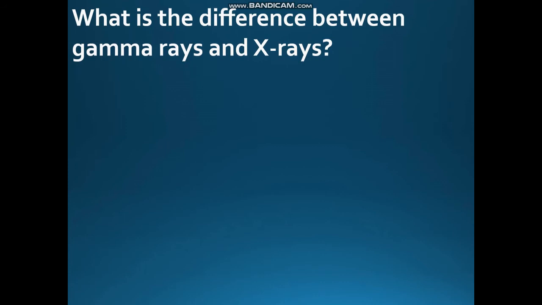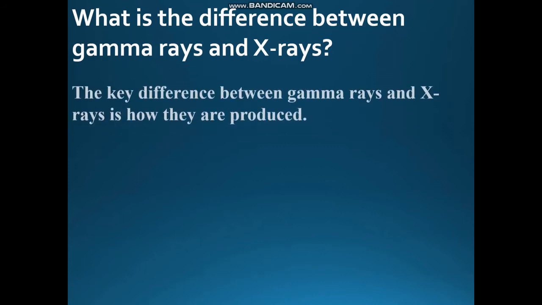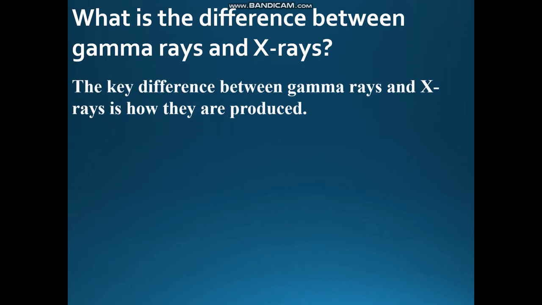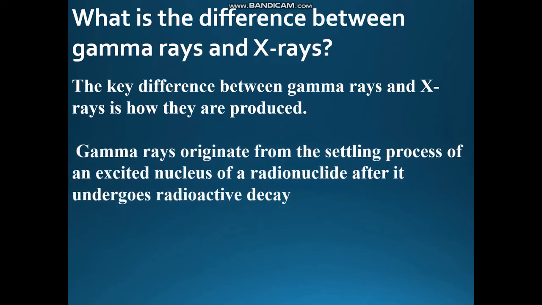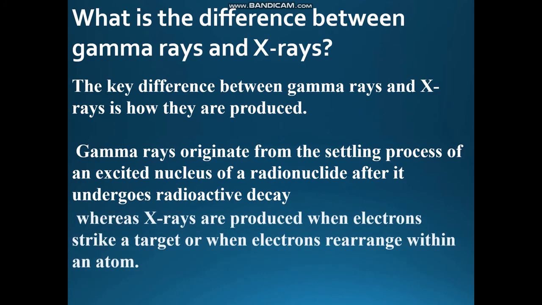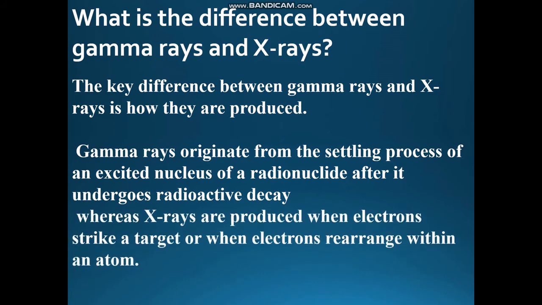Now, what is the difference between gamma rays and X-rays? The key difference between gamma rays and X-rays is how they are produced. Gamma rays originate from the settling process of an excited nucleus of a radionuclide after it undergoes radioactive decay. Whereas X-rays are produced when electrons strike a target or when electrons rearrange within an atom.